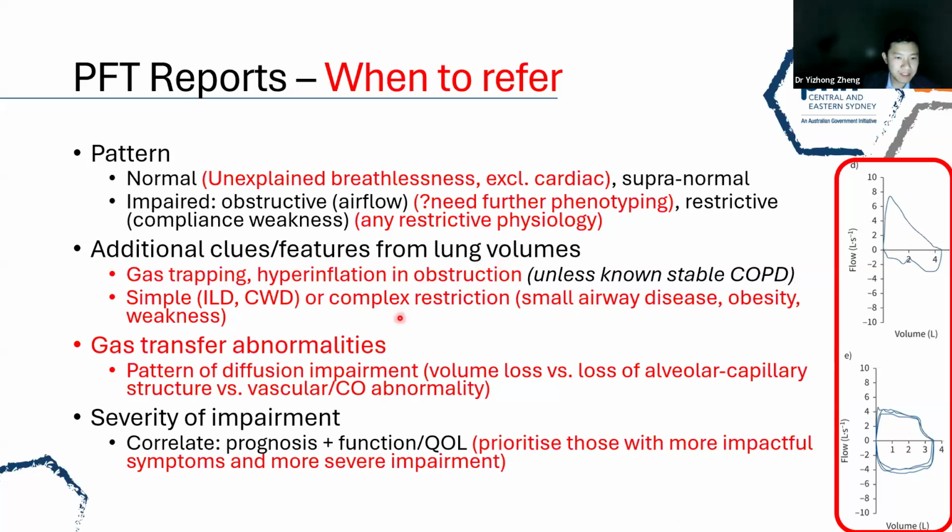And again, any features from the lung volumes, if they've got gas trapping, hyperinflation, COPD who's symptomatic, do they need to be considered for endobronchial valves, pulmonary rehab or modification of their inhaler therapy? And we've already discussed simple versus complex restriction, completely different investigative and treatment pathways. Any gas transfer abnormalities, refer, particularly reduced KCO, reduced DLCO, it needs to be highlighted. And in terms of the severity, prioritize those with more impactful symptoms and more severe impairment.